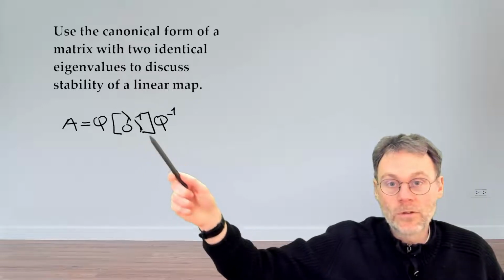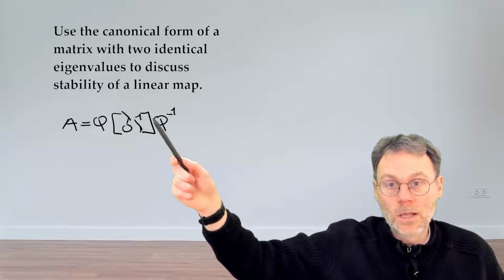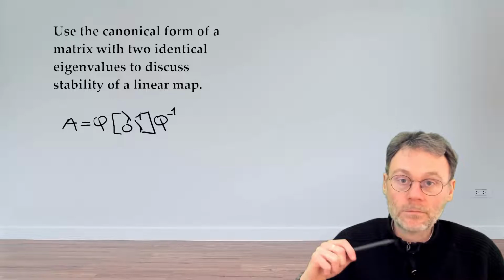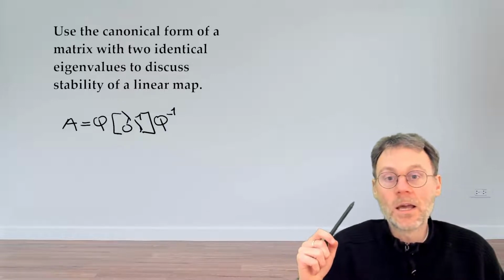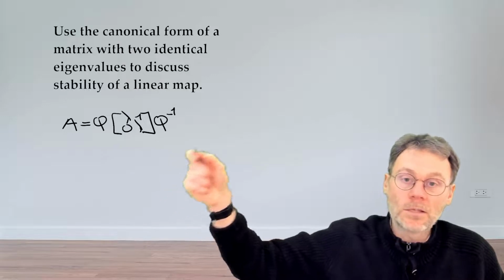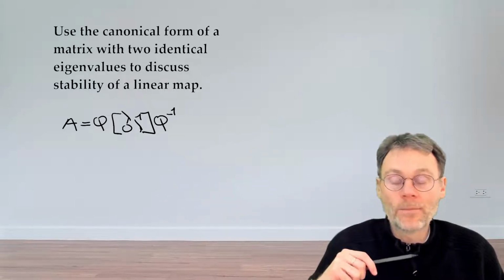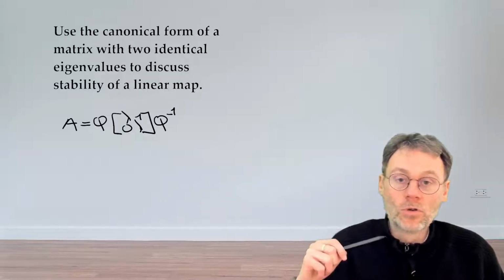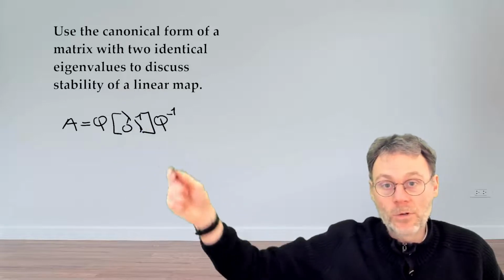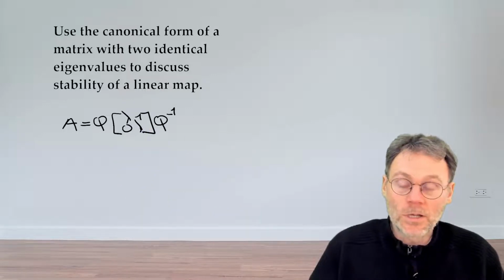If you had two different eigenvalues, then this would be lambda 1 and lambda 2, and you would have a 0 up there. Now, the aim of this exercise is to see what happens if you take this matrix and you raise it to an arbitrary power of m, and then draw some conclusions related to the stability of the linear map from that. So pause the video and calculate arbitrary powers of this particular matrix here.